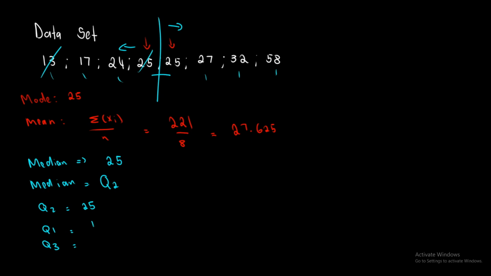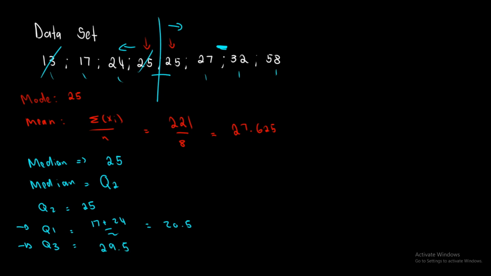Now we can do the exact same thing. We can say 17 plus 24, and we can divide that by 2. That gives me 41 divided by 2, which is 20.5. So we have quartile 1, which is equal to 20.5. What about quartile 3? It's going to be the exact same situation. We have 27 plus 32 divided by 2. That gives me 29.5.